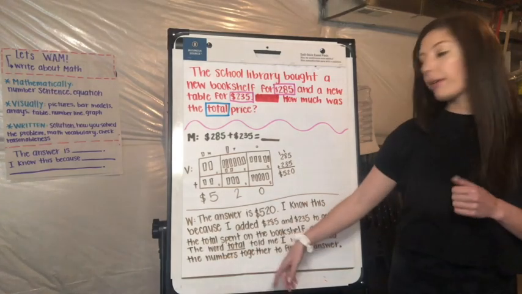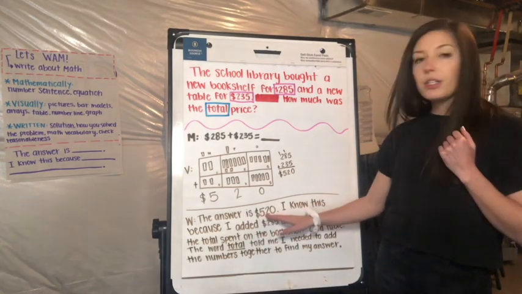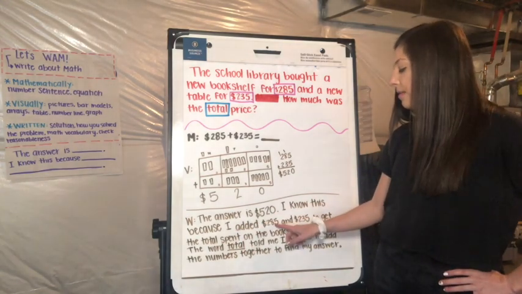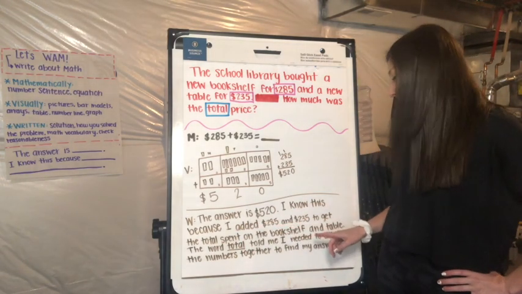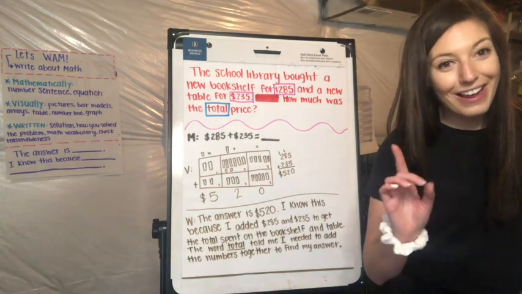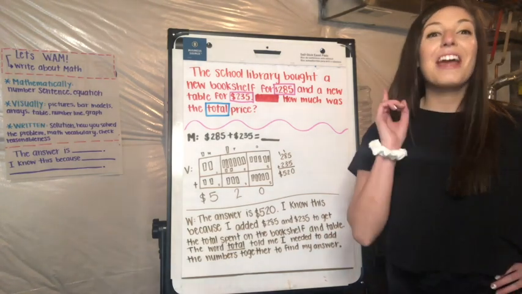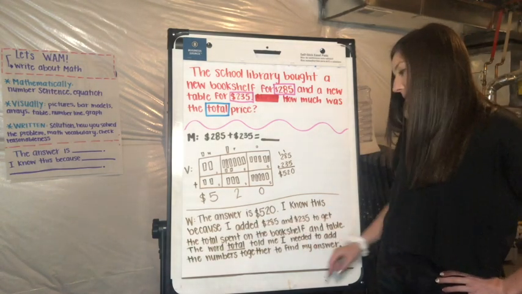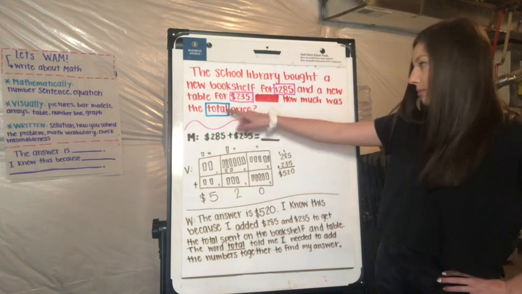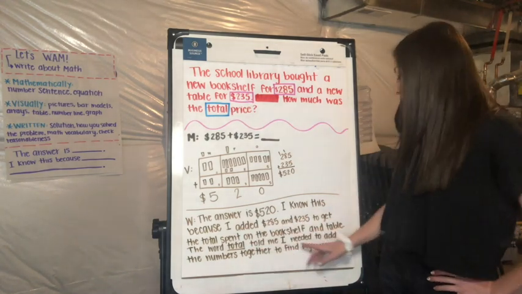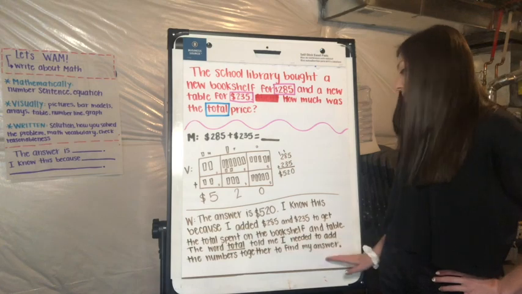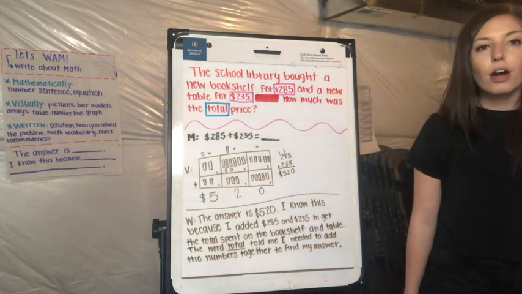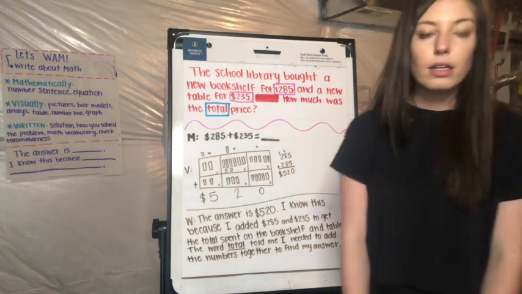So here's what I wrote. The answer is $520. I know this because I added $285 and $235 to get the total spent on the bookshelf and table. The word total, right there, told me I needed to add the numbers together to find my answer. Perfect. And that is how you write to explain in math.